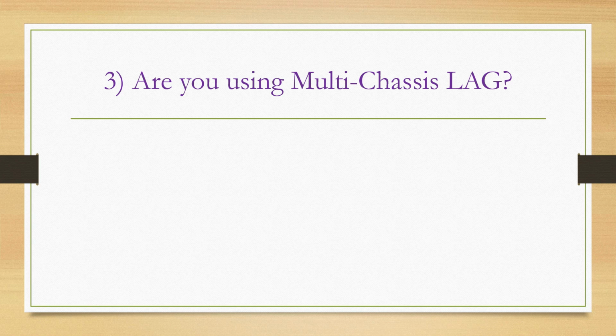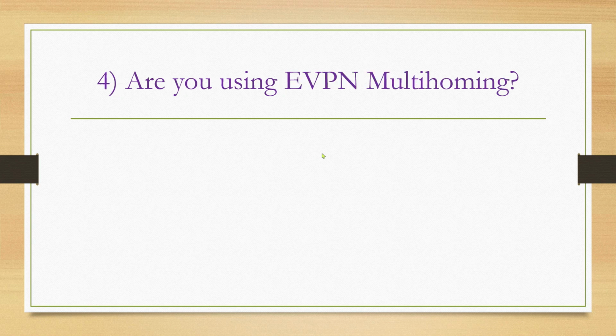Because I know that Arista and Cisco do recommend MLAG, and to be honest, Arista is really good with MLAG. But as far as I know, Juniper is not really good with MLAG, and they prefer to have EVPN multi-homing. So the next one is, are you using EVPN multi-homing?